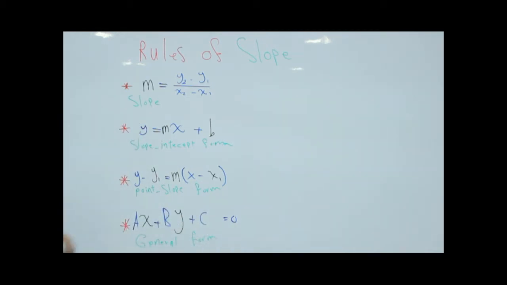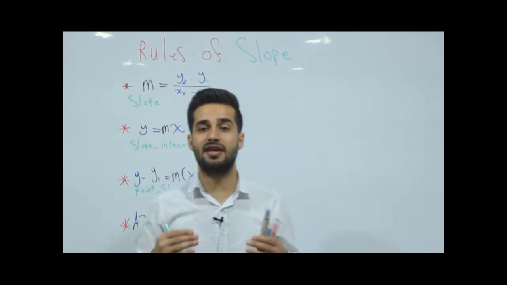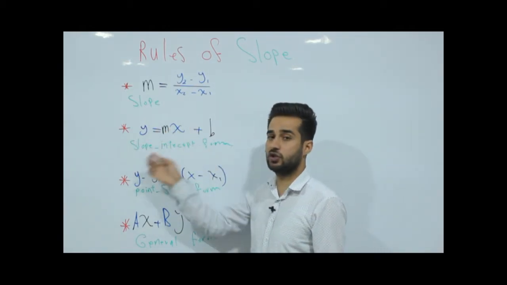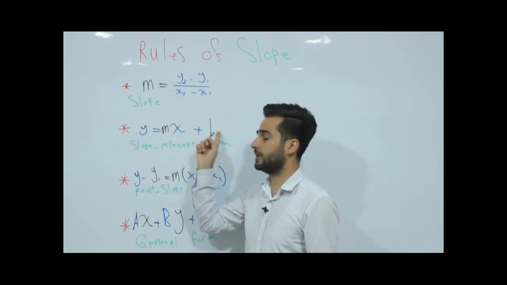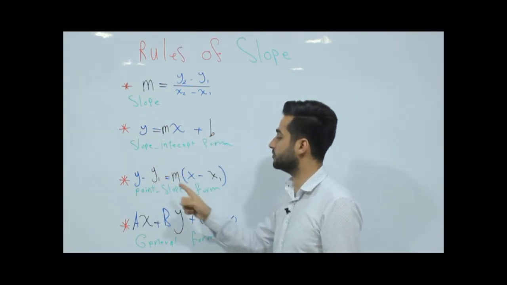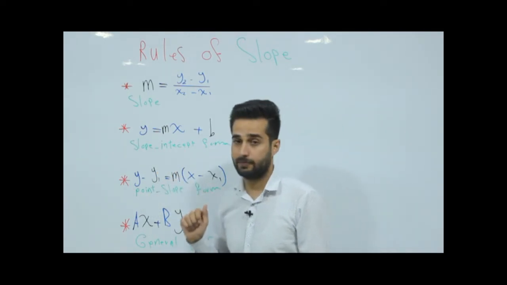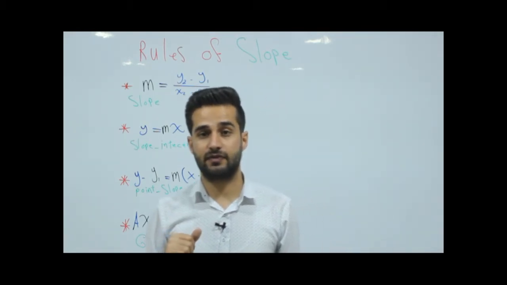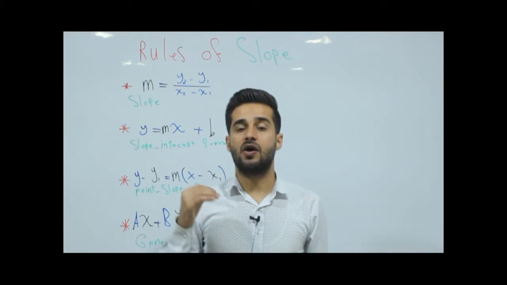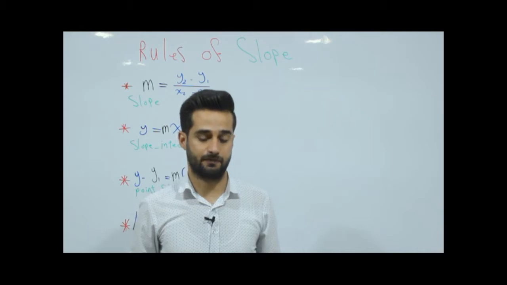Now you know their names, and you know why they are named that way. Why is it called slope-intercept form? Because we have slope and intercept. Why is it called point-slope form? Because we have a point and slope. After this, we need to know where we should use those kinds of forms.